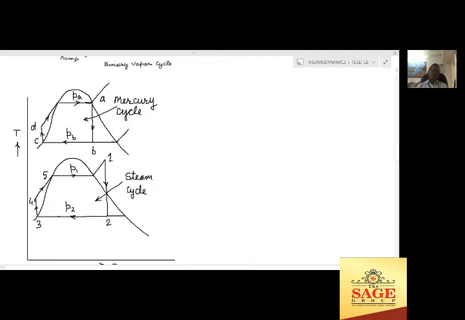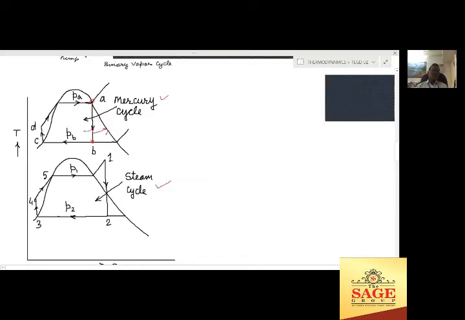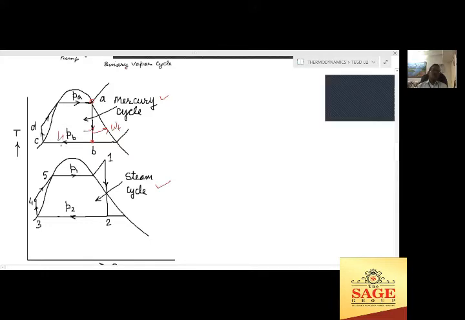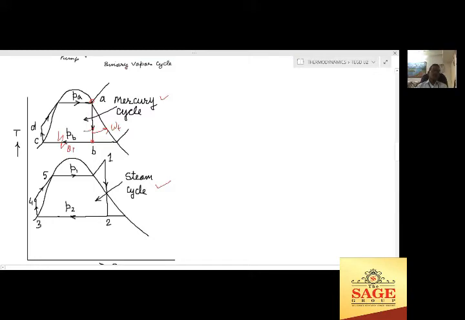On the upper side, we can see the mercury cycle, and on the lower side we have the steam cycle. Here we start from point A. Point A indicates the entry of the mercury vapor into the mercury turbine. It will expand from point A to point B. This is the isentropic expansion, shown by the vertical line, and after expansion it will produce the mercury turbine work, WT. From point B to point C, heat rejection, QR, takes place.